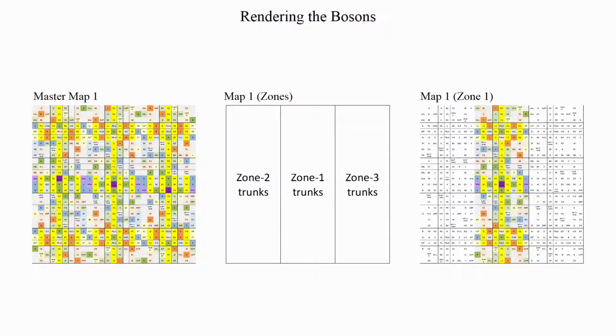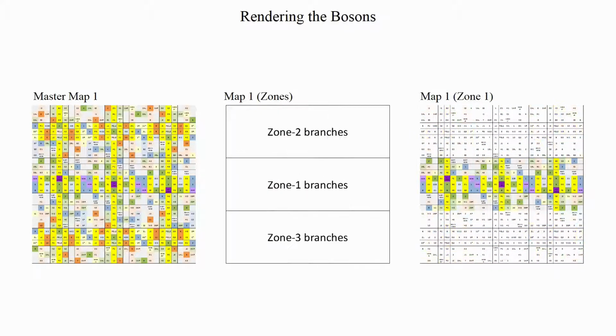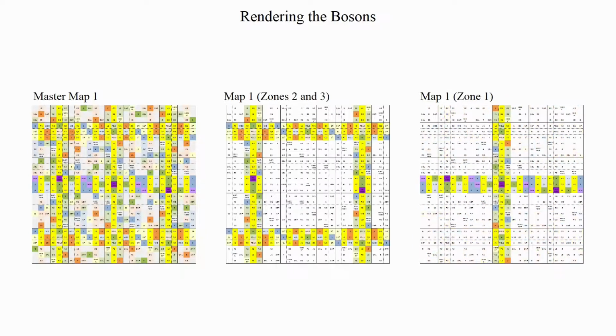And just as master maps appear to fall out or decouple from one another, zones 2 and 3 appear to fall out or decouple from zone 1. We'll say that the relative symmetry of zone 1 is unpolarized, and the relative asymmetry of zones 2 and 3 are polarized. And we also note that central trunks and branches of each zone appear unpolarized, relative to the adjacent trunks and branches in those zones.